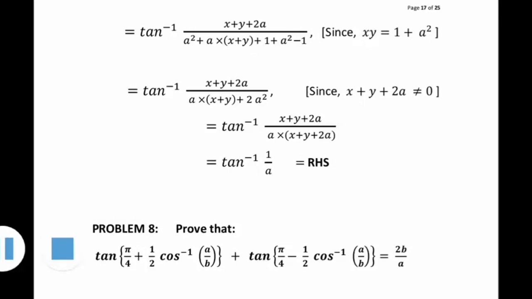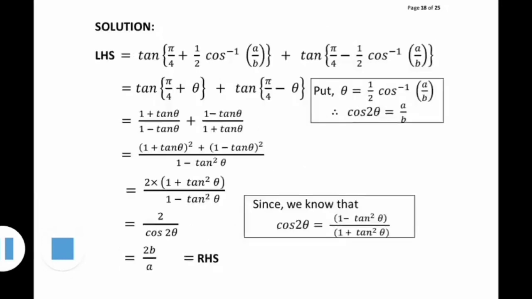Problem 8: tan of pi by 4 plus half cos inverse a by b plus tan of pi by 4 minus half cos inverse a by b equals twice b by a. We have to prove this. So taking the left hand side expression first and proceeding from there, let us substitute theta equals half cos inverse a by b, so that we get the result cos twice theta equals a by b, which is written in the box.